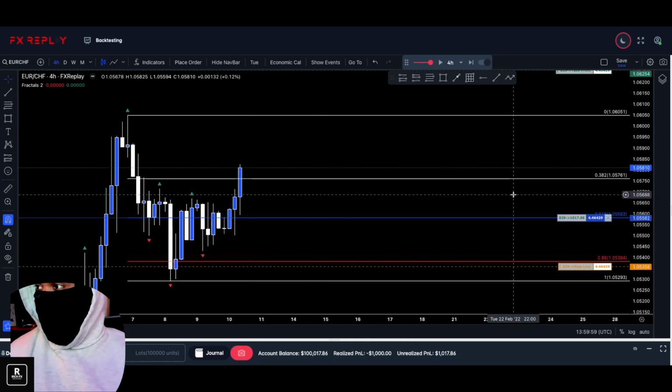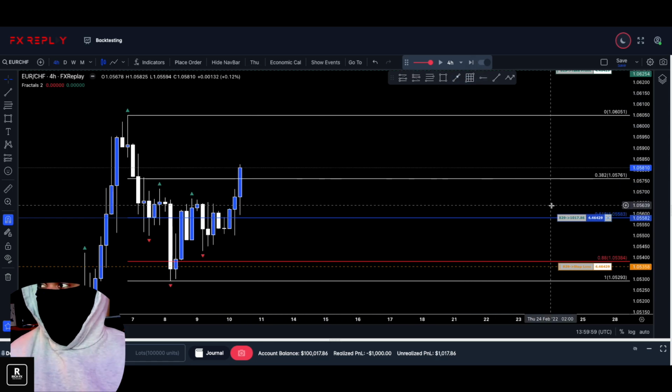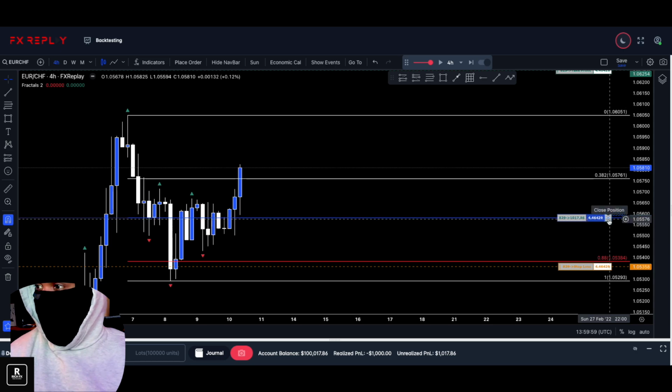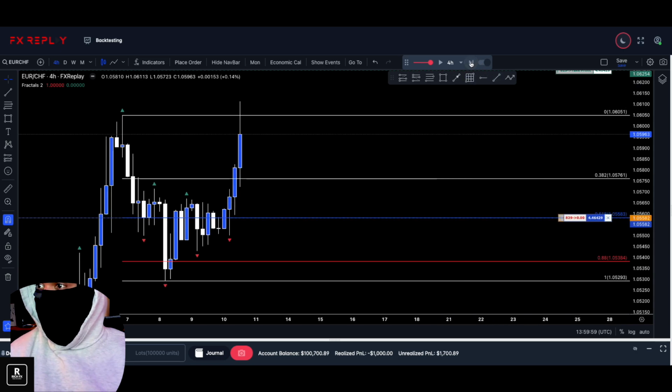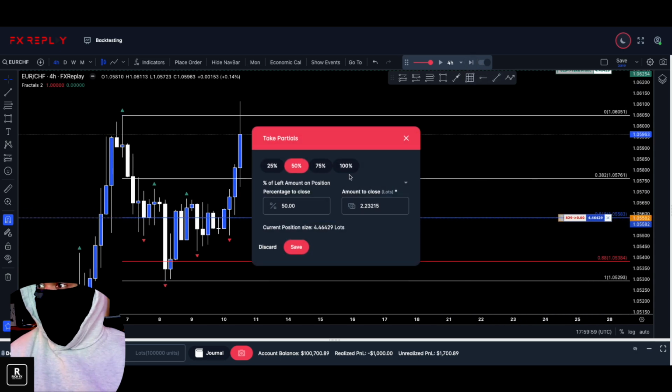So in this case, because I have automatic break-even levels, I'm just going to wait for the next candle to form. What I will do is, there we go. So I'll wait for the next candle to form.